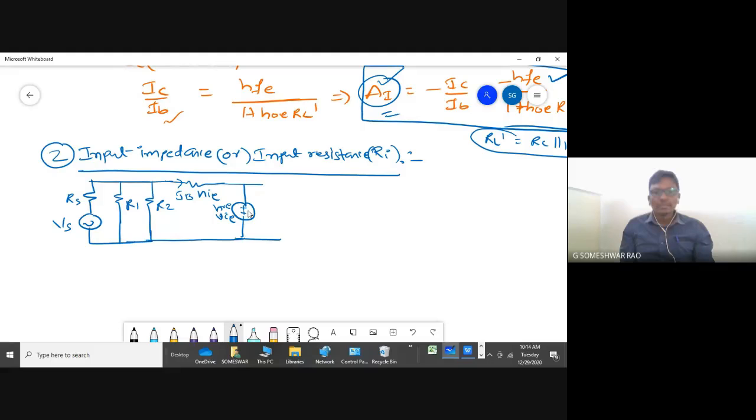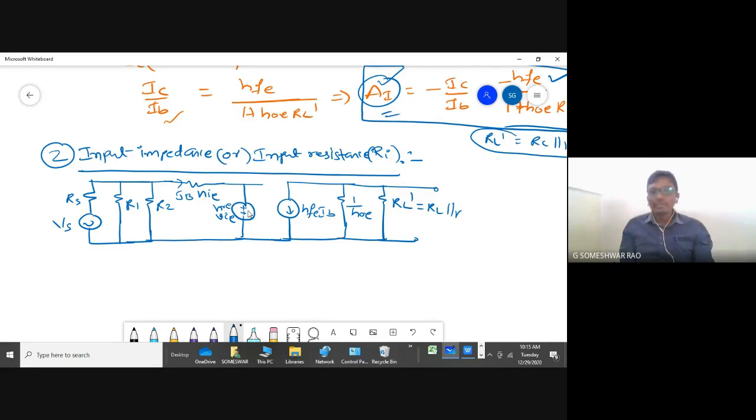Then HFE into IB, and 1 by HOE. For simplicity, once again I'm drawing the circuit diagram. Please draw along with me. And this we have written as RL dash, which is nothing but RL in parallel with RC. The current which is flowing is IL, and the other current is IC.